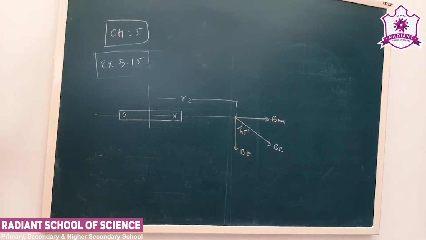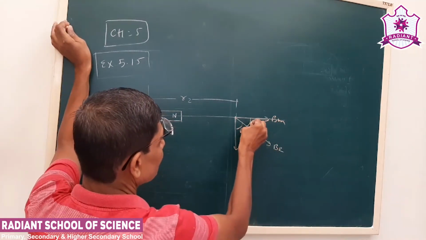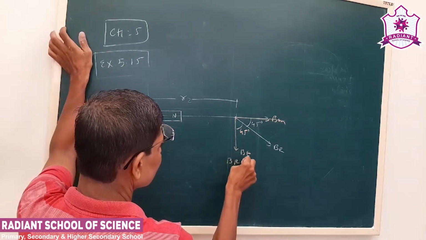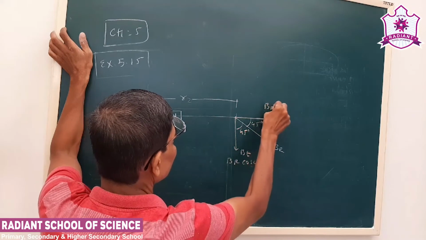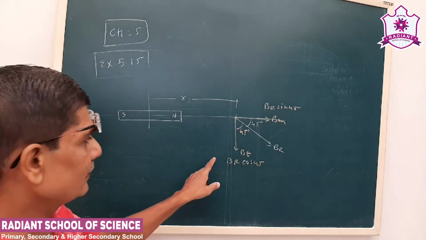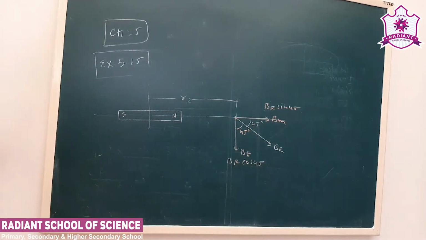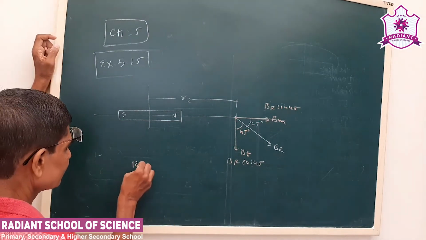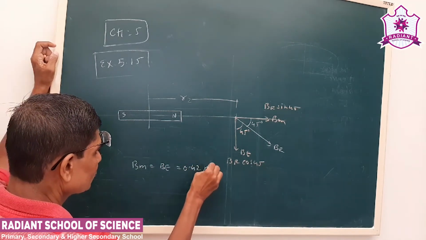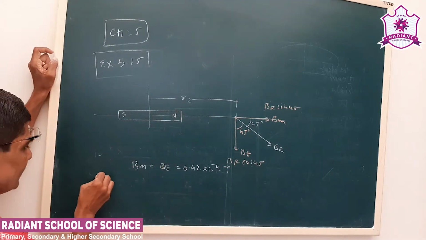So this angle also will be 45. So BR cos 45 and BR sin 45. What we'll see, BM and BE will be equal. Why? Cos 45 and sin 45 are equal. So BM will be equal to BE, that is 0.42 into 10 to minus 4 Tesla. But we know the null point is on the axis here.